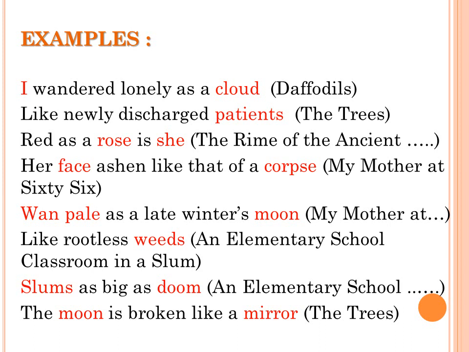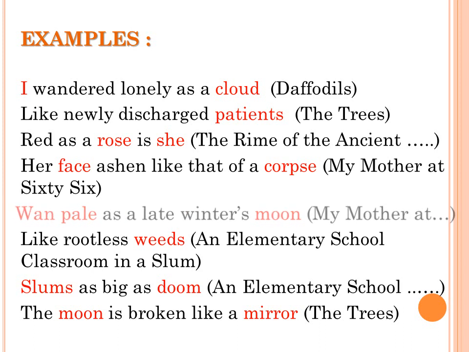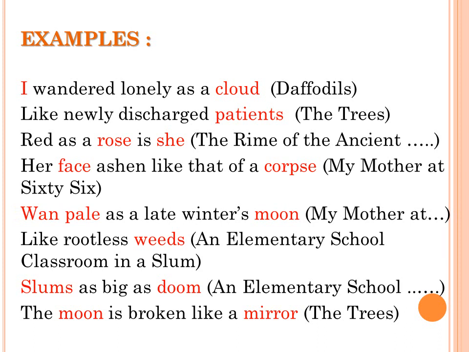Here poet Kamala Das is comparing her mother's dull face to a dead body. Worn pale as a late winter's moon. Again, from the same poem, the poet Kamala Das is comparing her mother's pale face to winter's moon, which is also dim. Like rootless weeds. Here, the slum children are compared to rootless weeds, useless plants, because slum children are also considered as useless parts of the society. Slums as big as doom. Slums are compared to doom, dark future.